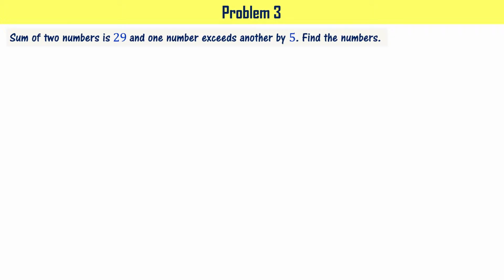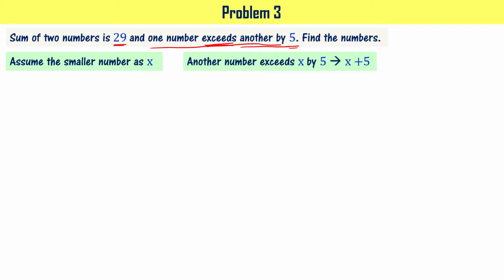Let us solve another problem now. The sum of two numbers is 29 and one number exceeds another by 5. Find the numbers. We have said that there are two numbers, their sum is 29 and one of the given numbers is exceeding the other number by 5, right? It means there are two numbers, one is smaller than the other, right? Let me assume the smaller number to be x. If the smaller number is x, this statement says that the other number is bigger by 5, right? It means the other number is going to be x plus 5, right?